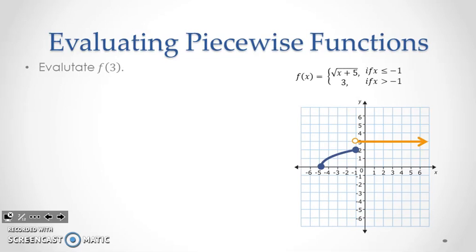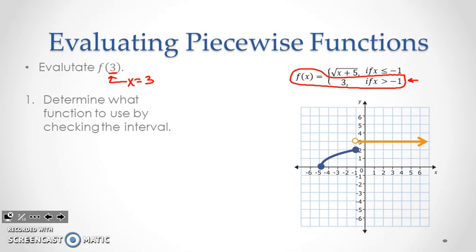All right, now we've got evaluate f of 3. That means that x equals 3. Okay, so if x equals 3, is 3 less than or equal to -1? Or is 3 greater than -1? Well, we should know that 3 is greater than -1, which means I need to use my f of x equals 3. Okay, so what function do I want to use? I want to use my f of x equals 3.